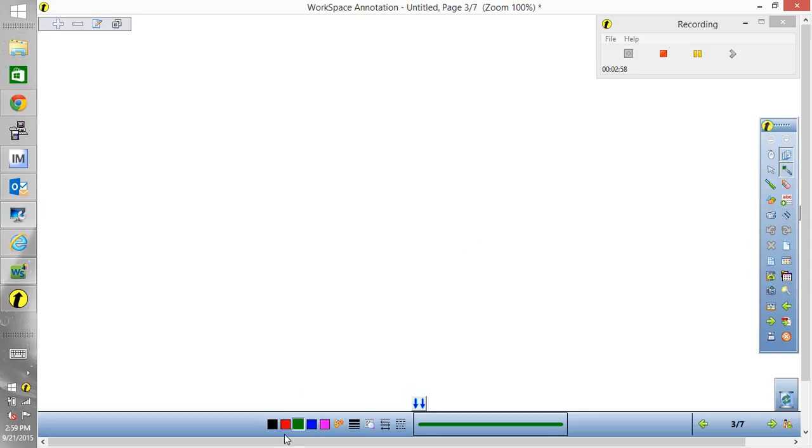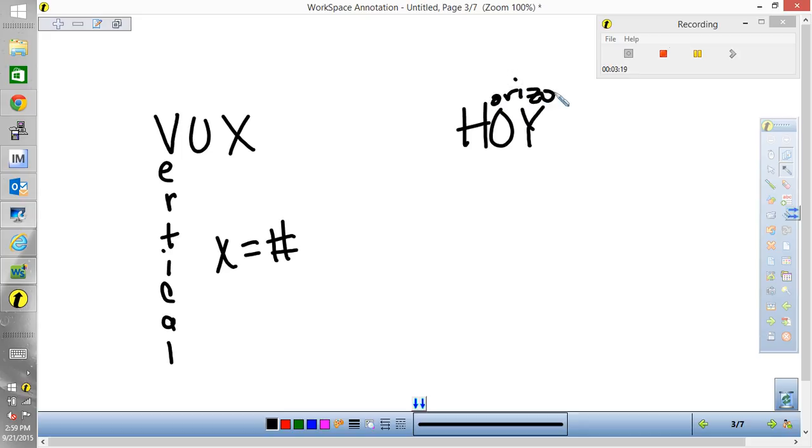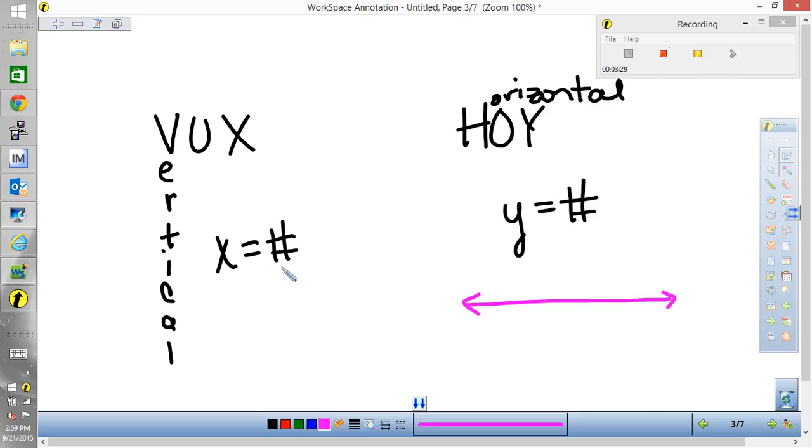Next, I want to review with you a saying that we taught in Math 1. Some of you may remember the saying, "Vux Hoi." Vux is when you have a vertical, you will draw a vertical line, and this is when you have x is equal to some number. Hoi is when you will have a horizontal line, and you have y is equal to some number. Remember, a horizontal line looks like this, and a vertical line looks like this.